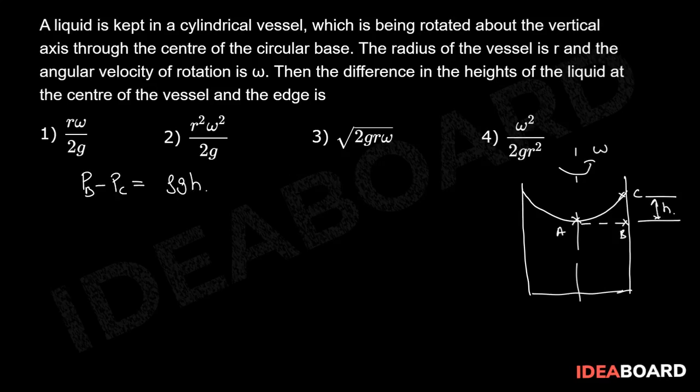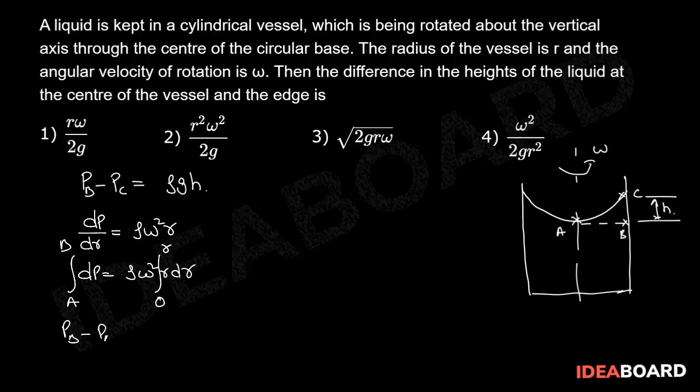Now the pressure difference between points A and B I can get from the relation dP by dr is rho omega square r. Then I can write dP equal to rho omega square r dr, where I am integrating dP from point A to B and r from the center of the cylinder to the boundary of the cylinder, small r. Then PB minus PA is equal to rho omega square r square by 2.